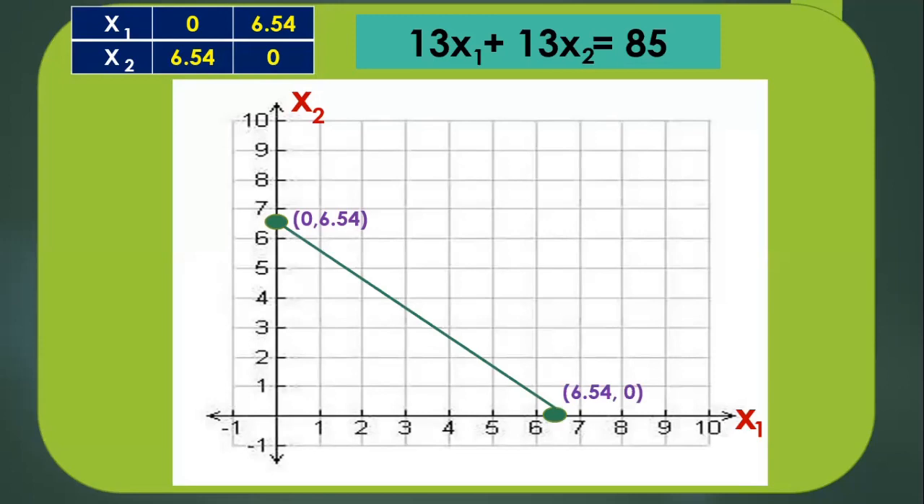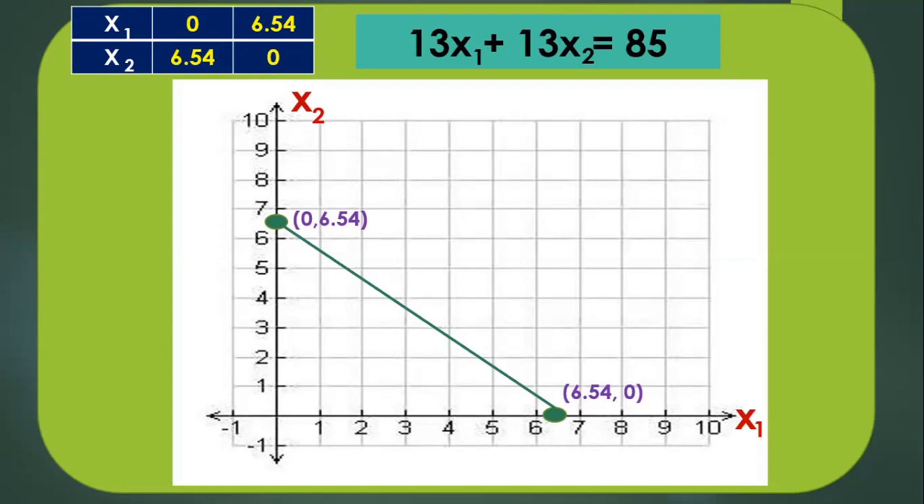Now, this line represents our second linear structural constraint, which is 13x sub 1 plus 13x sub 2 equals 85. Now, the next thing that we need to do is to combine both lines. So combining both lines, this is how it looks, okay?